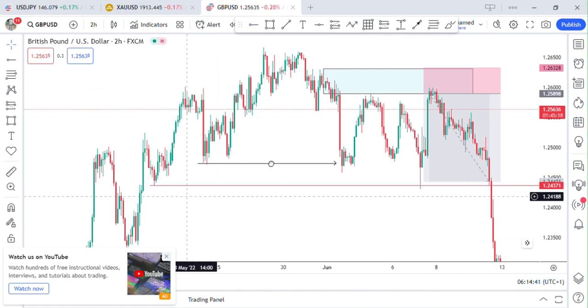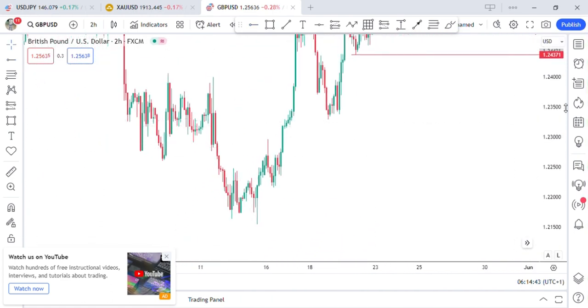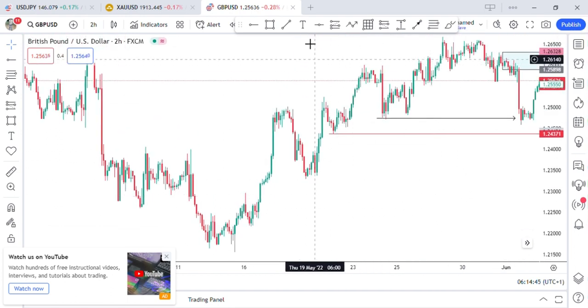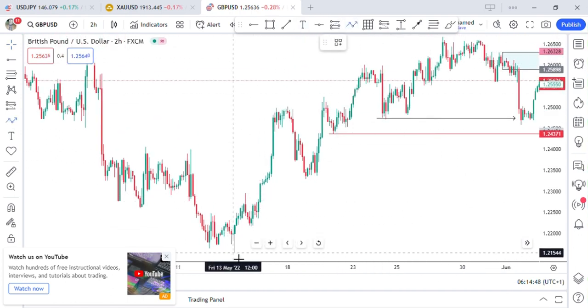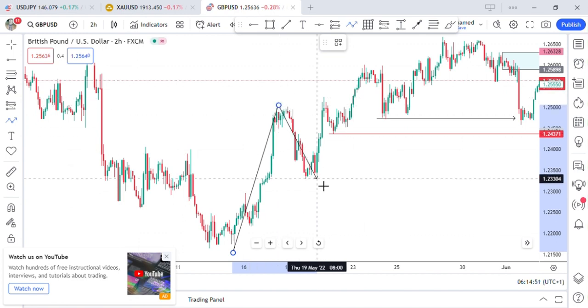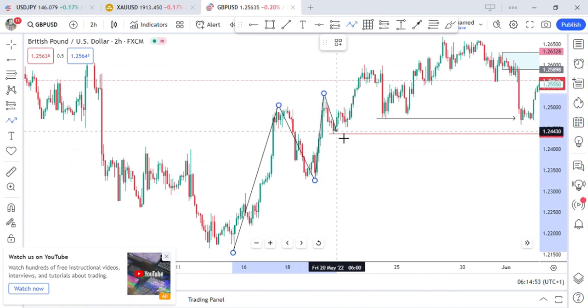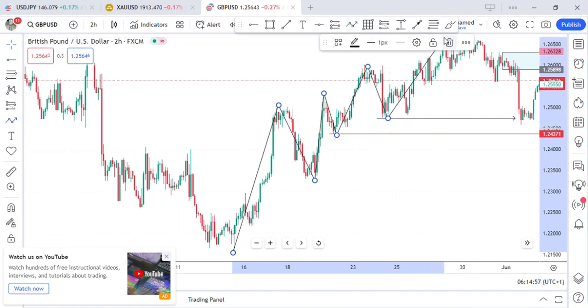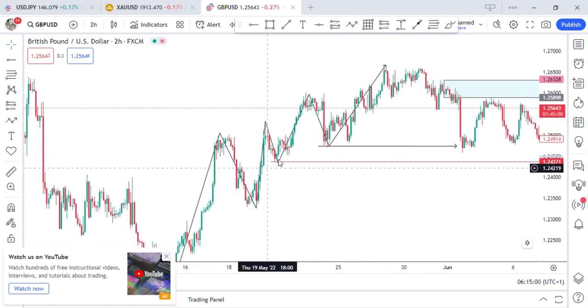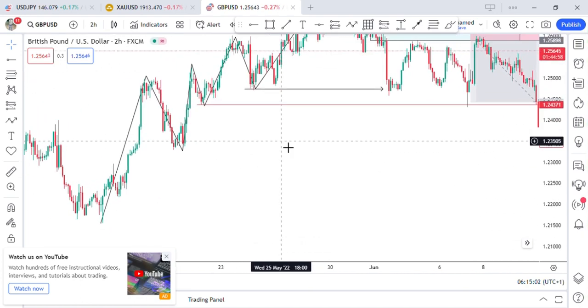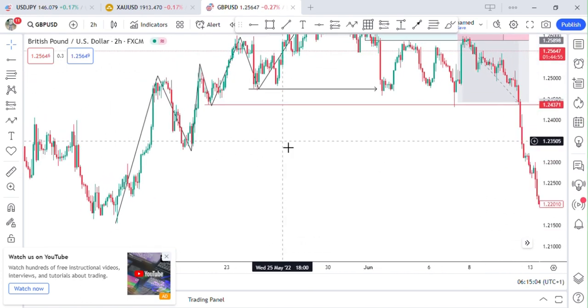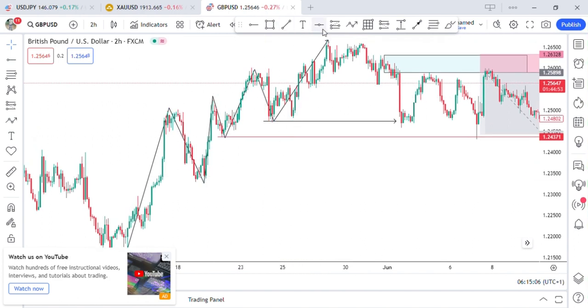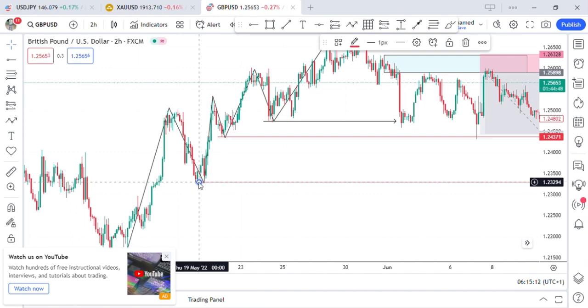Let me just explain this. We have higher high, then higher low, higher high, then higher low, higher high, then higher low, higher high. So every single higher low here, we should be expecting price to come below it.